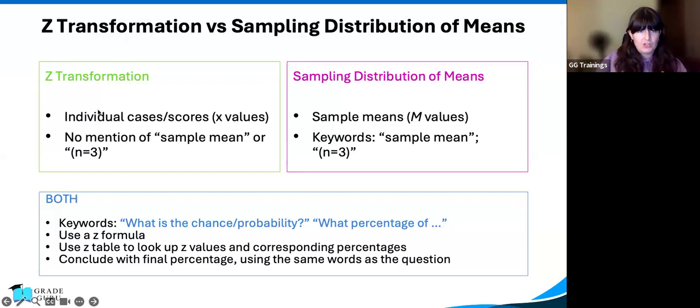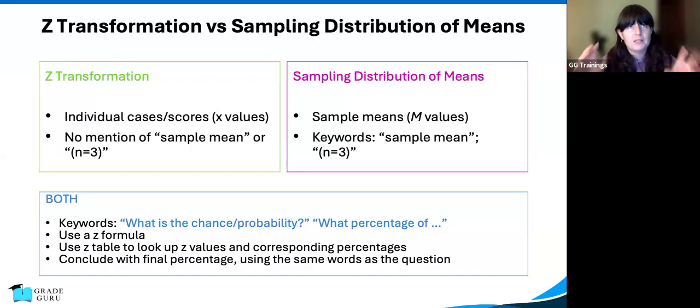For your Z transformation, it always asks you about an individual case or score. So it'll say, what percentage of adult males in the US have a height of more than, okay, they're talking about individual men. Like, what's the probability of selecting a random man from this population, and his height is more than 174? They're talking about individual males.